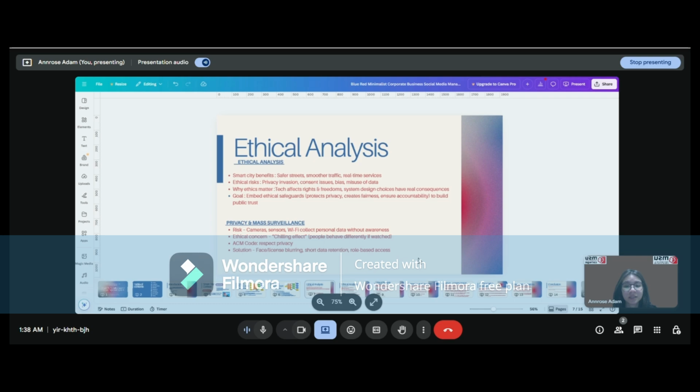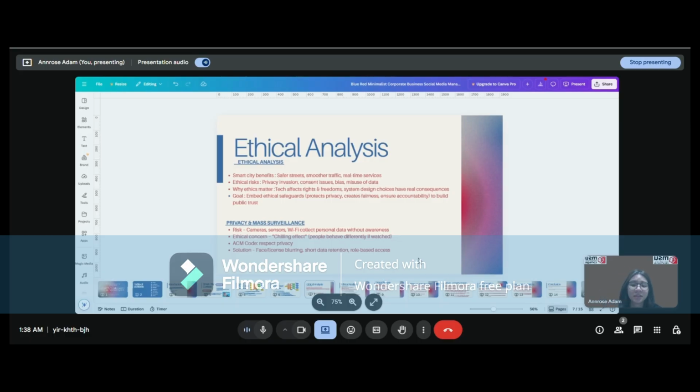Privacy and mass surveillance. The risk is that cameras sense and Wi-Fi collects personal data without the awareness of society. The ethical concern here is the chilling effect. People may behave differently if they know that they are being watched. And the ACM code involved in this issue is respect of privacy.